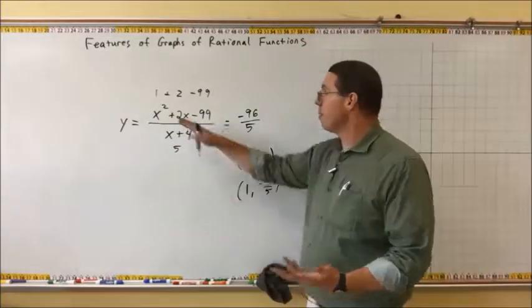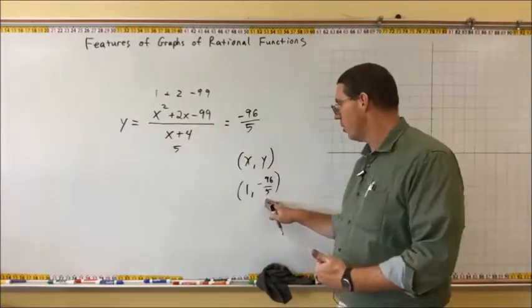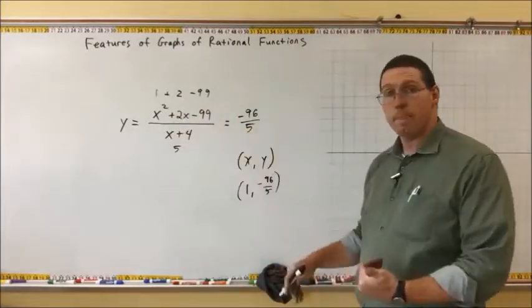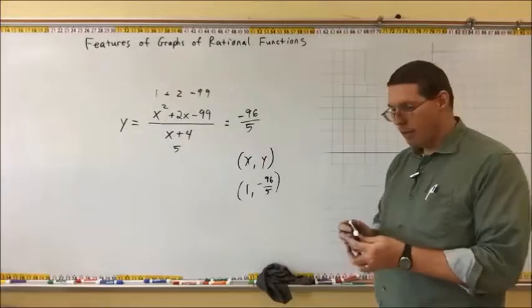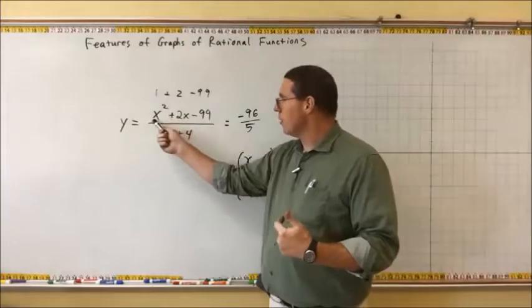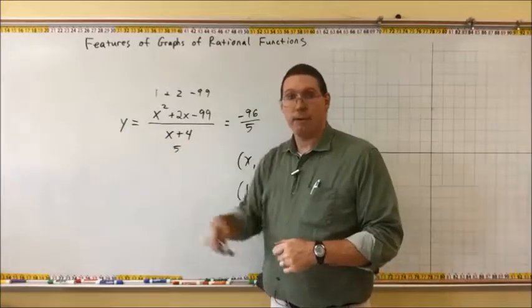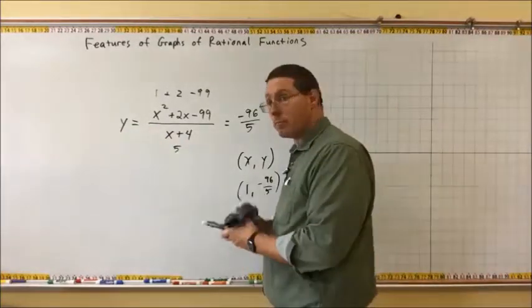Okay? And then if we were to plug 2 in, we'd get a different number. And plug in 3, get a different number. Plug in 0, get a different number. You get it. These are functions, right? There are, for every x value, there is one and only one y value. Okay? It's a function.